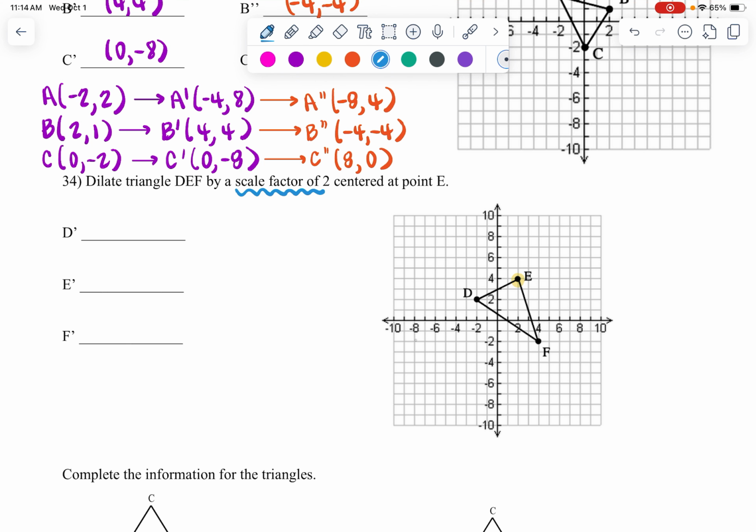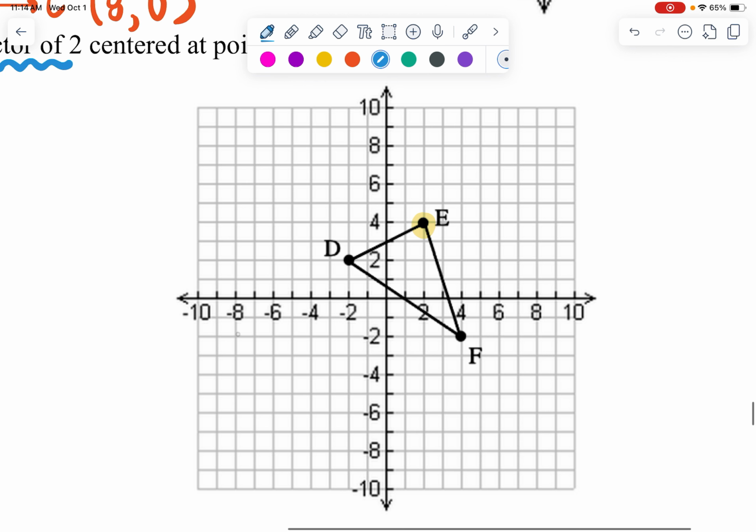All right, well, if I double everyone's distance, well, let's see. How did I get to D? I went left 4, down 2. Okay, well, I'm going to go left 8, down 4 then, and that's going to put me here. Make sure you don't do it twice, right? I want that movement and then another movement, right? Because that's 2 times further from E than D was originally.